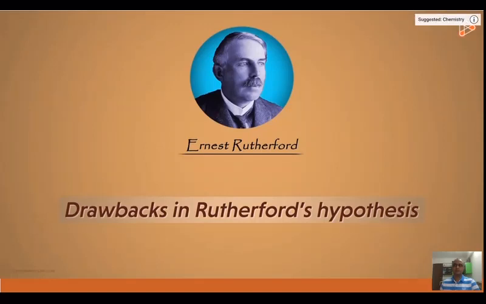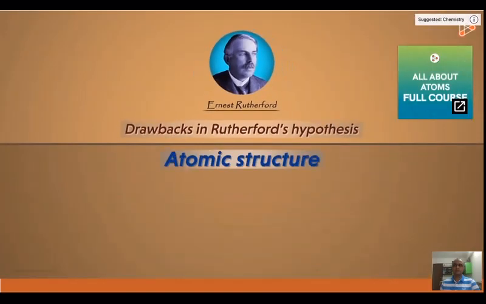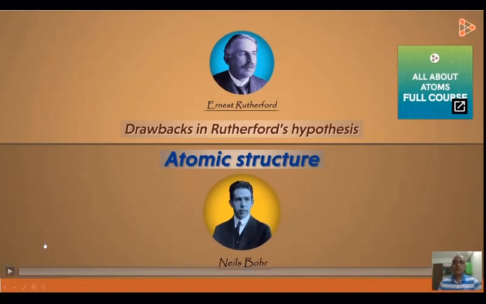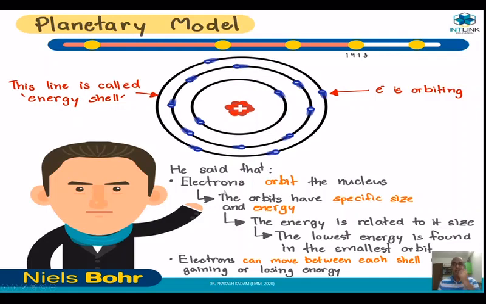Let's have a look at the drawbacks in Rutherford's hypothesis in the next video. Also, we will have a look at the explanation of atomic structure by another scientist named Niels Bohr in the next video. So Rutherford's experiment shown here will clear your idea, and the drawbacks were modified by Niels Bohr. Niels Bohr gave this new model. It is called the planetary model, like a planet: around the sun, the earth and all planets are moving.